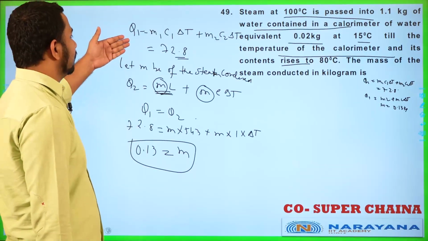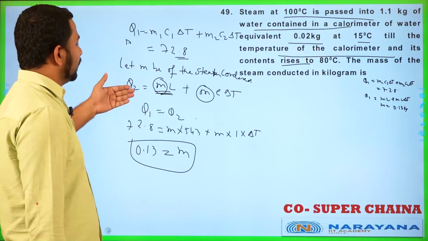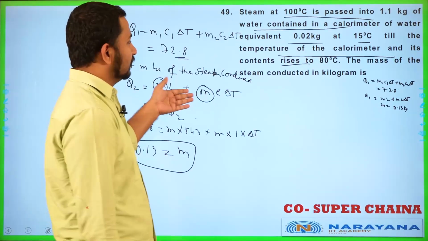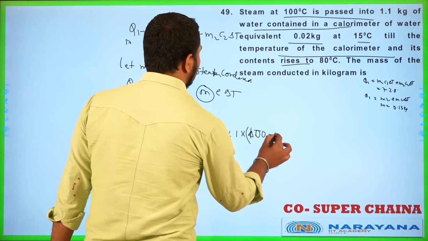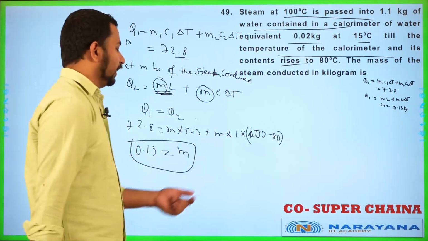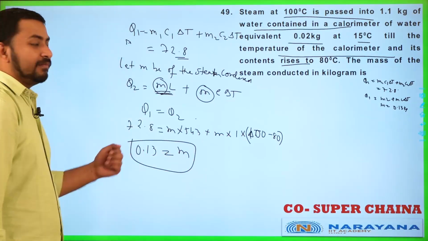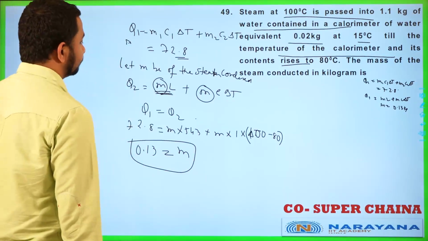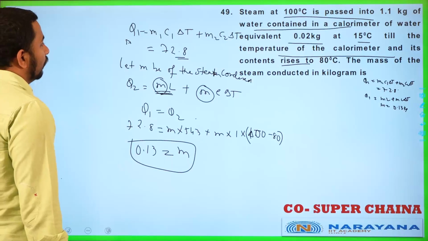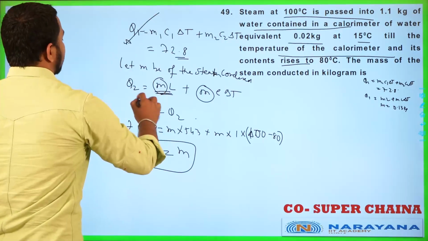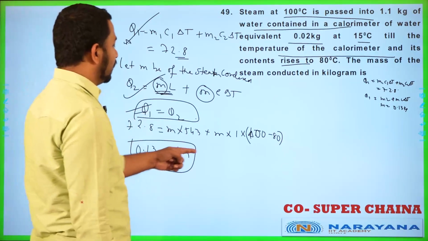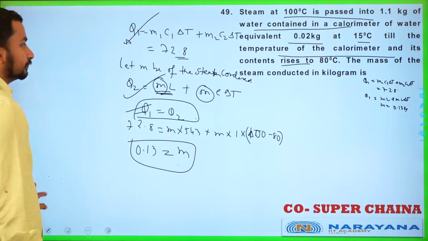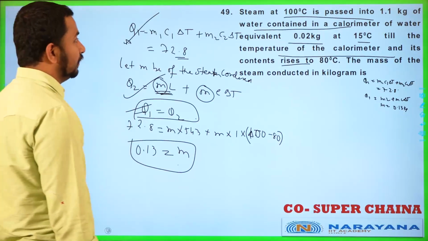So whatever heat is exchanged from here will be equal to the heat released by the steam as it condenses. The steam will cool here from 100 to 80. Okay, so just substitute that value. M will be 0.13. So Q1 we calculated, Q2 we calculated, equate the two expressions, and from there we will get the value of M. Let's move to the next question, student.